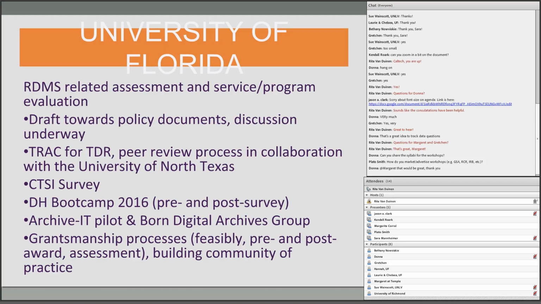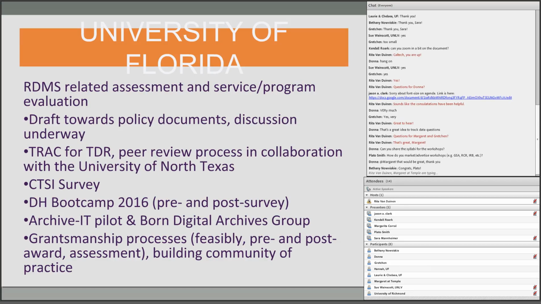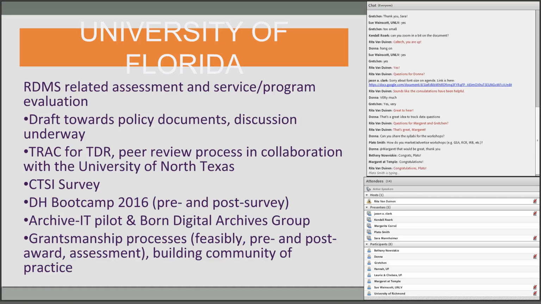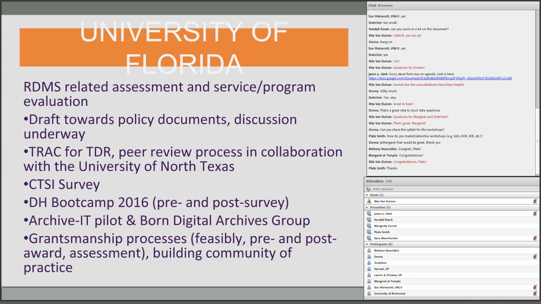Yeah, so some of the things that we've been working on: we just hired a new assessment librarian. I think she's starting in January. And I saw that the news went live on FSU's site for Plato, also starting as our new data management librarian. Yay! So we've got new people coming in. Great news. I don't know if Plato announced that yet, but I saw it on the FSU website. I wasn't trying to steal your thunder or anything, Plato. Yay!